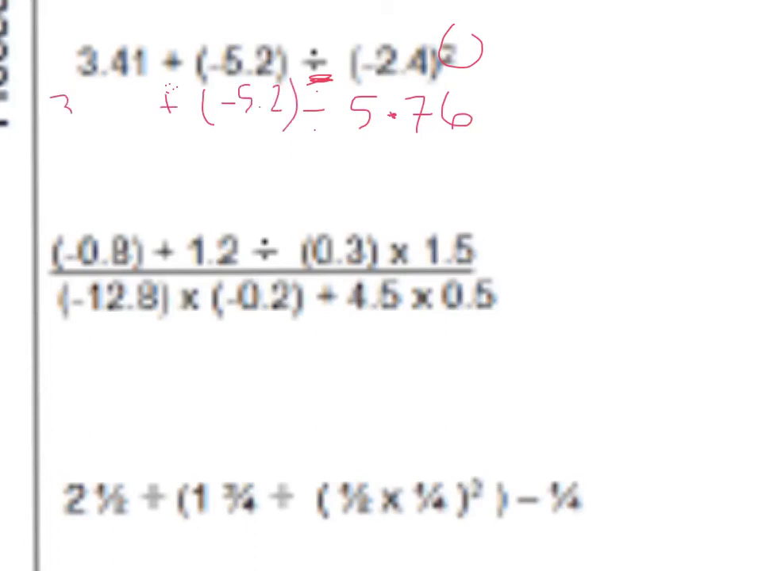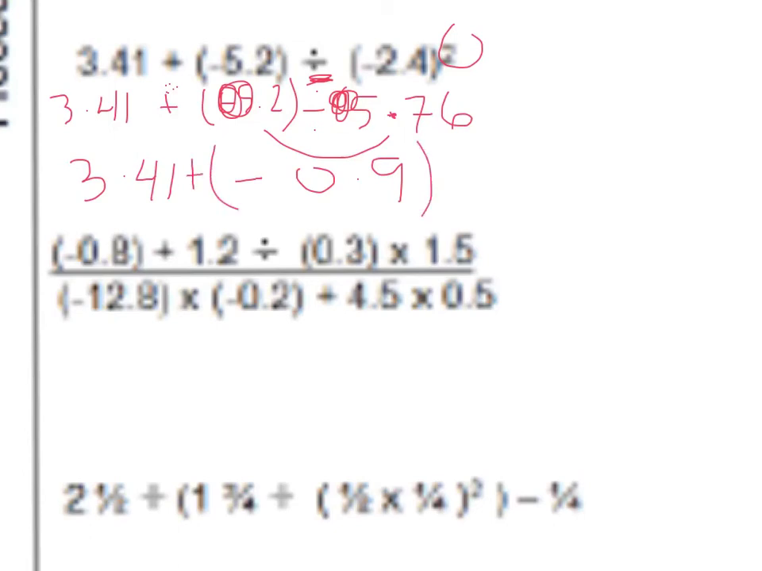let me rewrite the whole question here. Okay, next step is this. On my calculator, I go 5.2 divided by 5.76, and I get a negative 0.9. A negative and a positive give me a negative. I put that in here, and I'm going to add the brackets. Now again, this part here is a separate question. So this is 3.41 plus whatever I get from that division question. So I'm going to leave it in brackets.